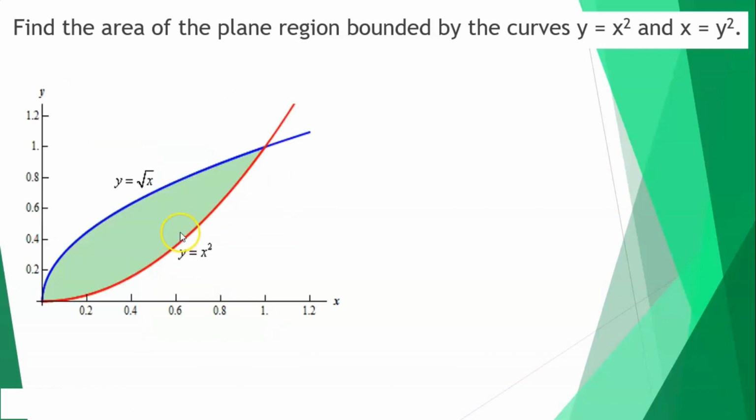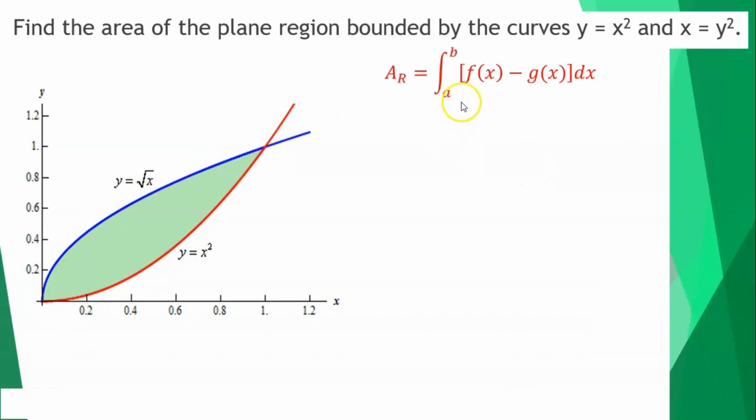So expanding this is actually the graph. This is y is equal to square root of x, this blue part, and the red part is y is equal to x squared. So getting its area, that would be upper curve minus lower curve. Take note, our upper curve is square root of x and our lower curve is x squared. Then our intersection is at 0 and at positive 1.